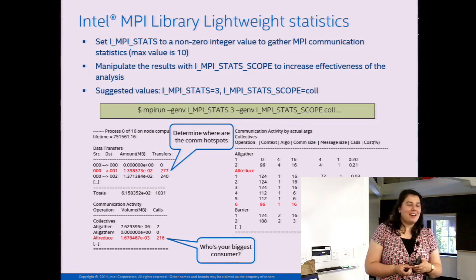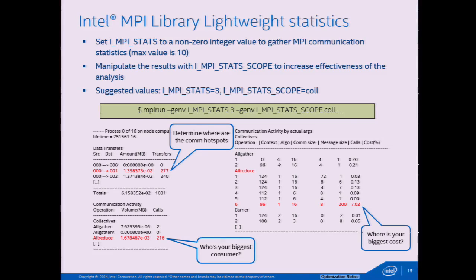So one other thing about the library is it gathers its own statistics. As it's running, it tries to figure out how many messages you're sending and who you are sending those messages to. If it's a collective, then who's involved in that collective? Are you creating a new communicator? By default, it's not going to print anything out. It's just going to collect these statistics.